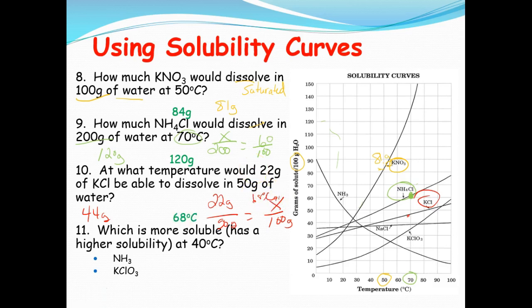68 degrees Celsius. Which is more soluble, or has a higher solubility, at 40 degrees Celsius? So all you do here is, here's the first one. That's only got about 18. And then this one has approximately 35. Here are our two substances. Which one has a higher solubility, 18 or 35? This one right here. I think it's off, but it should be NH3.